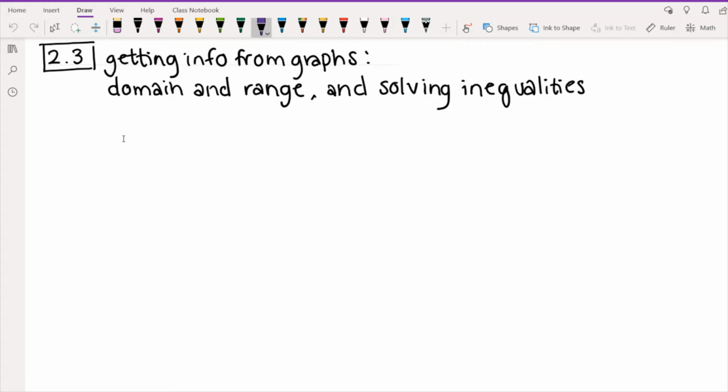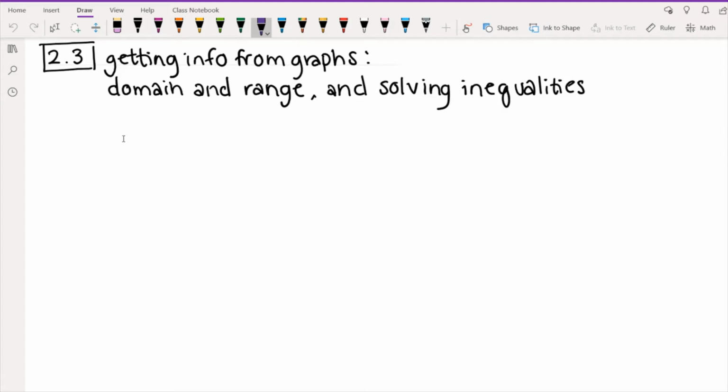Hi everyone. So in this video, we're going to get back to talking about functions, and specifically we're going to be focusing on getting different types of information by looking at the graph of a function. So this is a section in the book, section 2.3, that we'll be spending a few videos on. But in this first video, we're going to be focusing on finding the domain and range of a function by looking at its graph, as well as solving inequalities graphically.